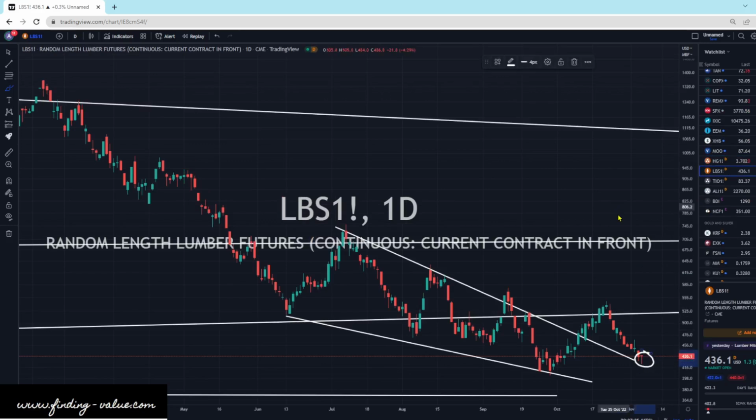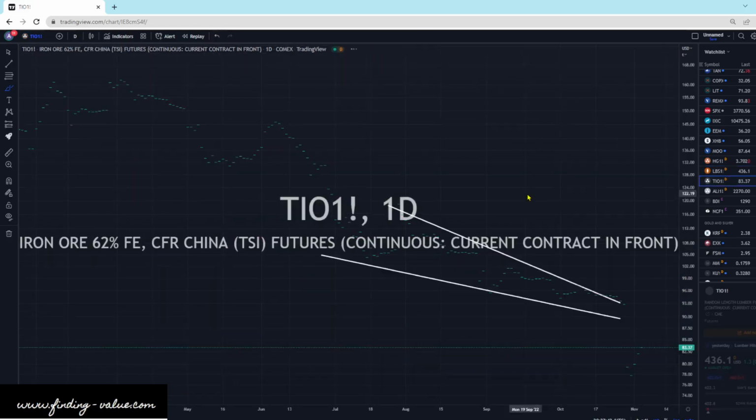Lumber also doing a full retest. We'll see if we get support here and start to head higher. That looks good for a move on up, not down. Then we've got iron ore.